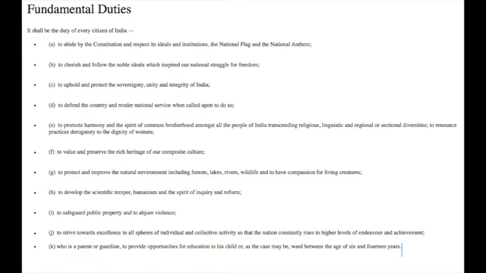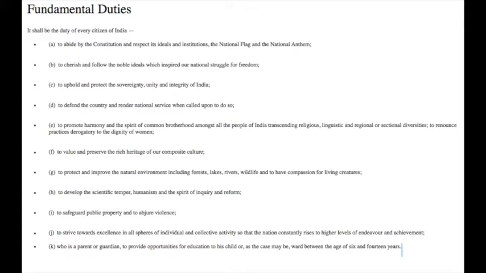Now, let us understand what these fundamental duties are. First one, to abide by the Constitution and respect its ideals and institutions, the national flag and national anthem. To abide by the Constitution, to live by the Constitution, and it is the duty of the citizens to respect its ideals, its values and institutions. Its national flag, the tricolor, and the national anthem, the song written by Rabindranath Tagore, Jana Gana Mana.